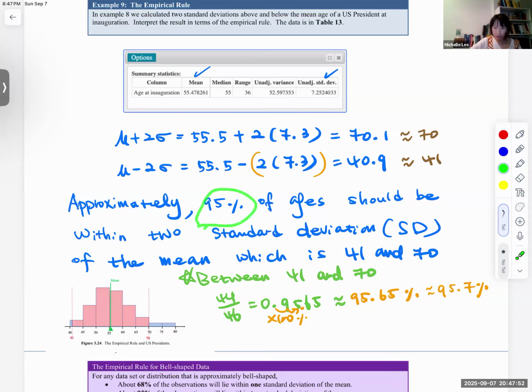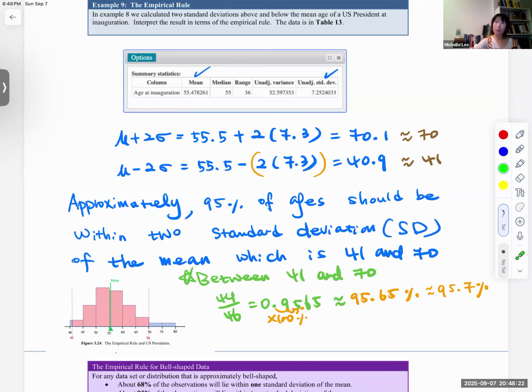So when do we use the empirical rule? If we have a bell shape and we want to know about the percentage or the variable, like the age of the president, we use it. If we don't have a bell shape, then we are using Chebyshev's inequality.